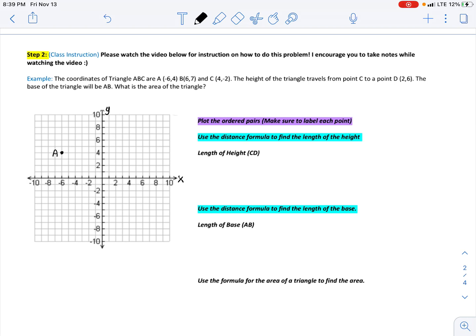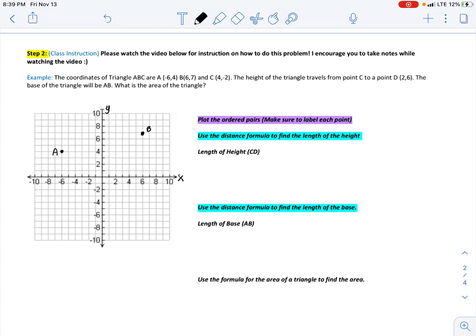And so now I'm going to do point B, which is 6, 7. So I'm going to go over to 6 on my x-axis, go up 7 here, and this is B. And then C is 4, -2, so go over to 4 on the x-axis, and then go down 2, and then this is C. Okay, and so this is the triangle that forms.